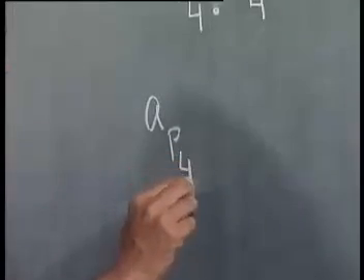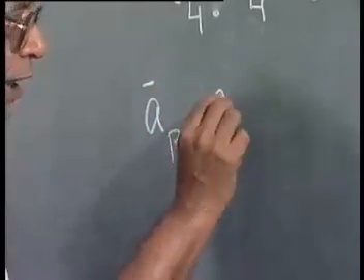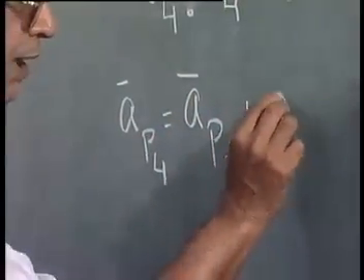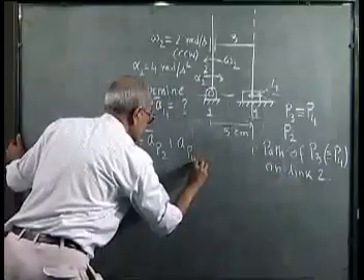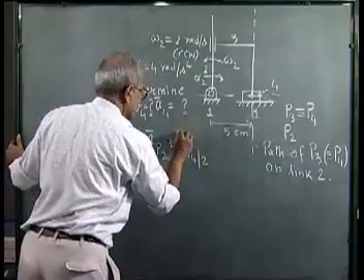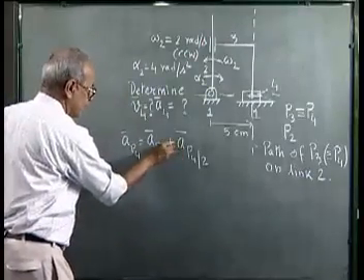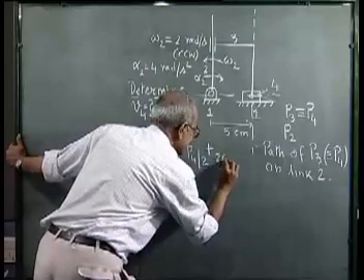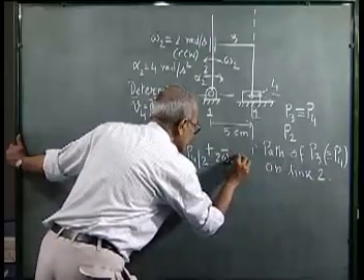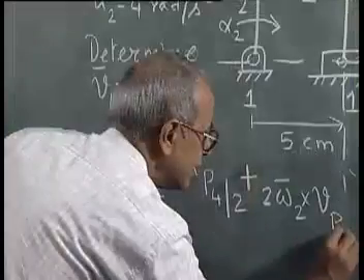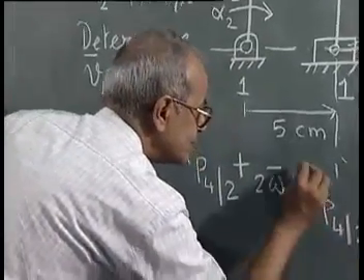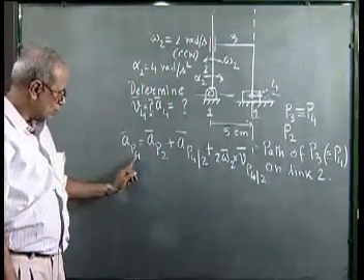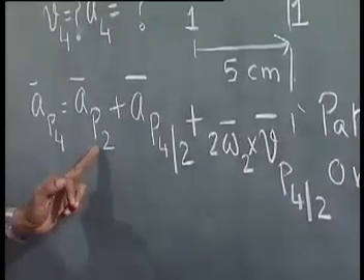Ap4 is Ap2, that is the coincident point, plus Ap4 as seen by an observer on 2, which I write as Ap42, plus the Coriolis acceleration, which in this case is twice omega 2 cross Vp42. P2 and P4 are coincident points, P4 belonging to link 4 and P2 to link 2.